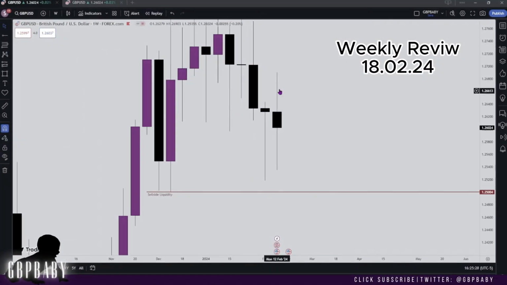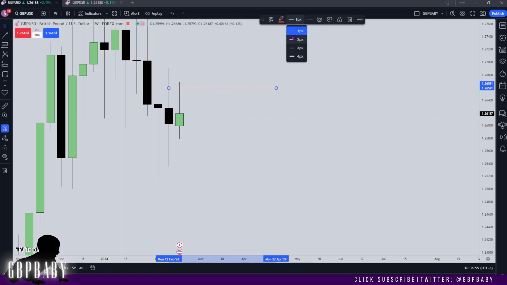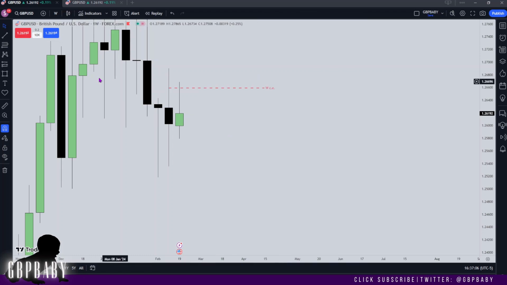Draw out the midpoint of this wick, and this will be the very highest threshold I expect price to trade to in the new week. In fact, it would be better if it didn't trade to it at all. So we have a weekly consequent encroachment here, and I also drew our attention to this inversion fair value gap.